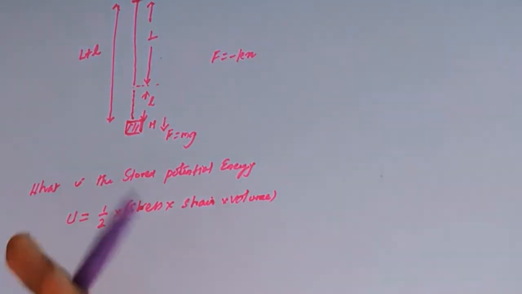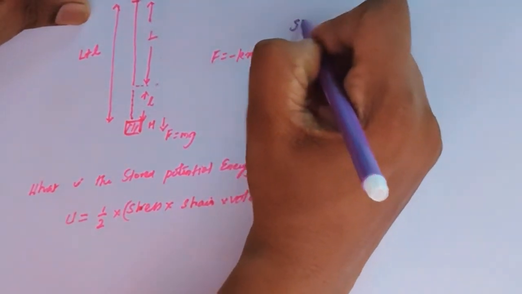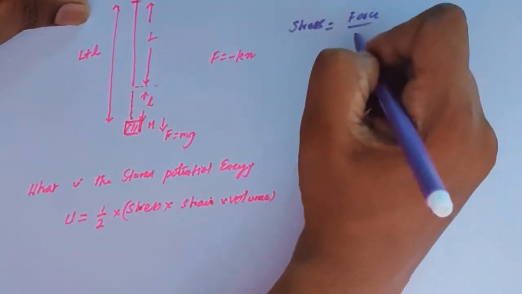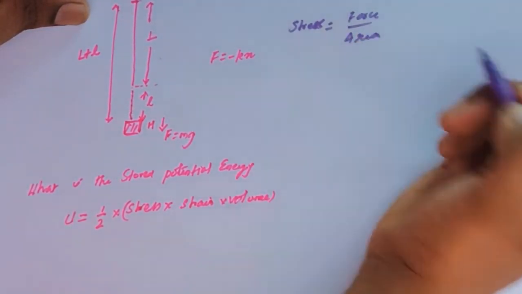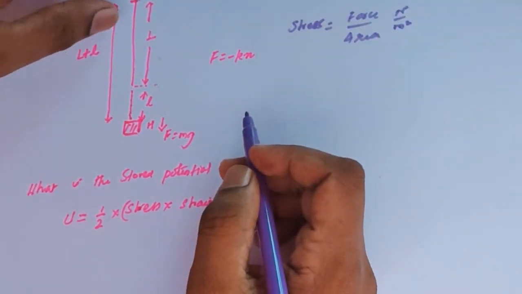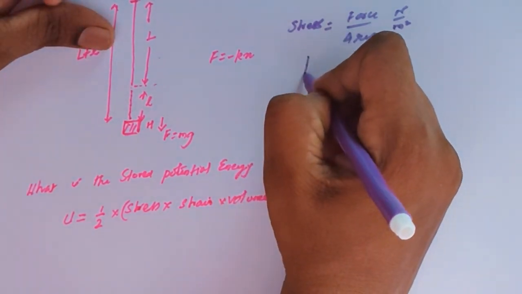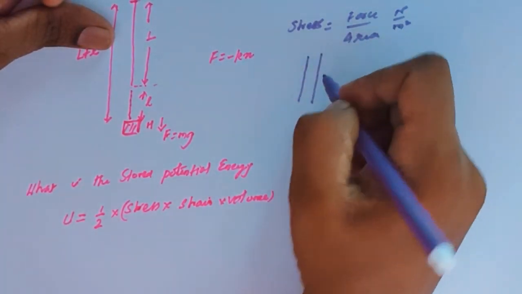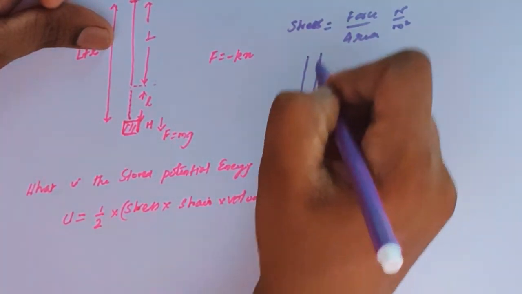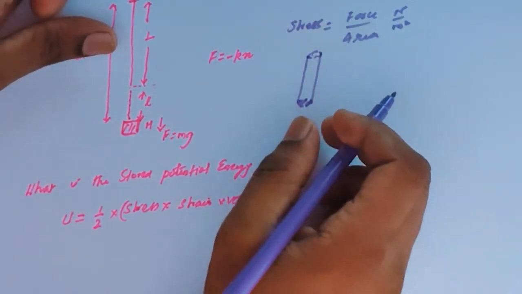So here, stress, you can write the simple definition. The stress is the force per unit area. That is in general the definition of the stress. Its unit is Newton per meter square. Here, where is the area? If you zoom into the wire, it has a cylindrical shape, so it has an area at the bottom as well as the top.